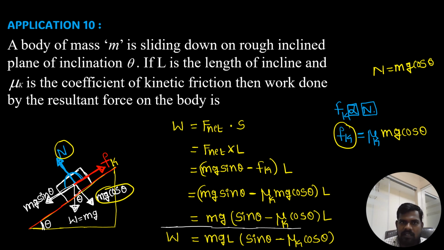Here the body is on the rough inclined plane. Rough inclined plane means friction is happening. Friction is opposite to the relative motion, that's why it is on the back side. Okay, this is the work done.